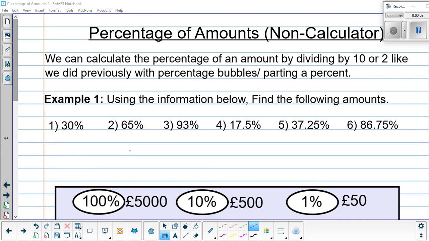Hi, here with Mr. Canada, and today we're doing percentages of amounts, non-calculator. We're going to do this based on our last video when we did percentage bubbles and just left them with the percentages. Now we're going to say, well, what happens when we actually add some values to it?